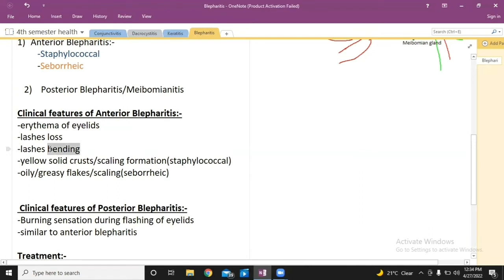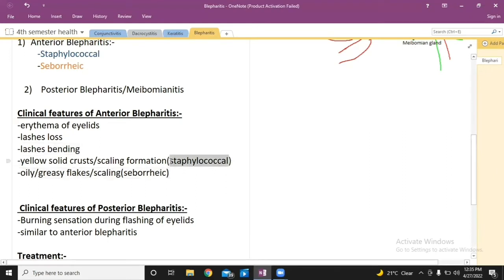Okay, you know that the hair follicle is being infected and it's causing disturbance in the normal structure of the eyelid. So it may cause bending of the eyelashes. So you may see a person without beautiful eyelashes. Maybe one lash is going towards the east and another towards the west. So eyelash bending can be a sign. Okay, the one thing that distinguishes between seborrheic and staphylococcal anterior blepharitis is the crust formation or the scale formation.